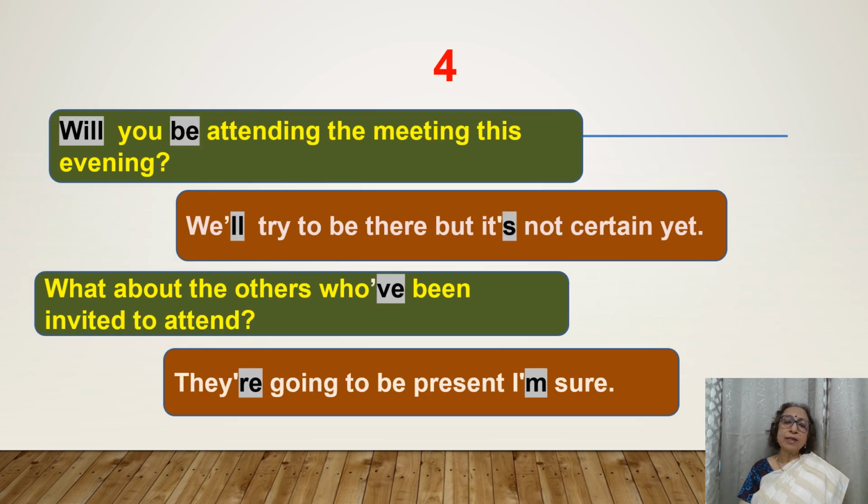Here's the fourth one. Will you be attending the meeting this evening? We'll try. Now, will you here means plural you. So many people are there. We'll try to be there, but it's not certain yet. What about the others who've been invited to attend? They're going to be present, I'm sure.